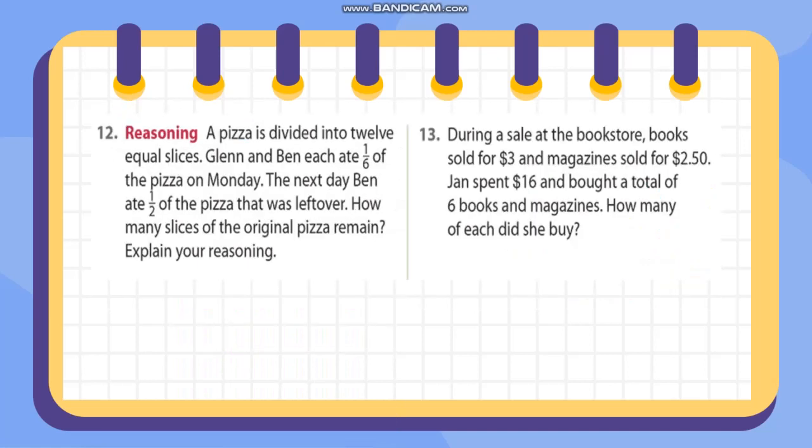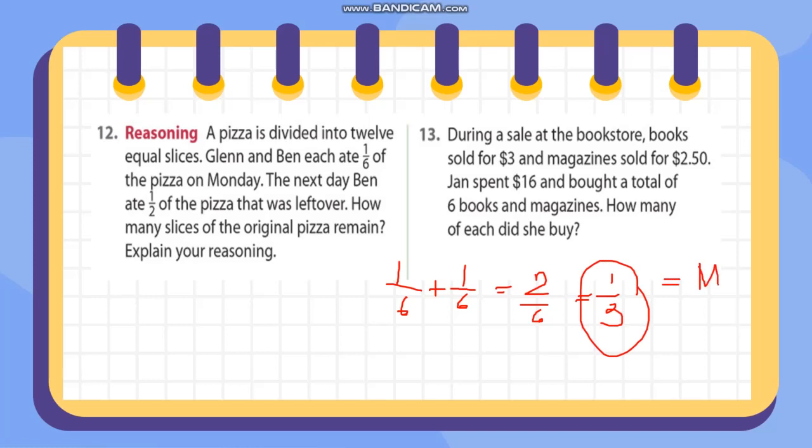Next, number 12. A pizza is divided into 12 equal slices. Glenn and Ben each ate 1/6 of the pizza on Monday. So Ben ate 1/6, and Glenn also ate 1/6. So 1/6 plus 1/6 is equivalent to 2/6, or 1/3. So they ate 1/3 last Monday. The next day, Ben ate 1/2 of the pizza that was left over.